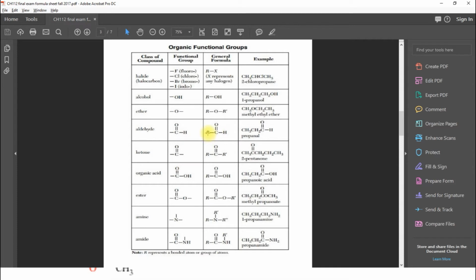And now, as we discussed in class, this R could be anything. It could be another carbon or a hydrogen or anything like that. This is an aldehyde, so that's different from a ketone where you don't have a hydrogen attached to this carbon. You have other carbons attached to it.